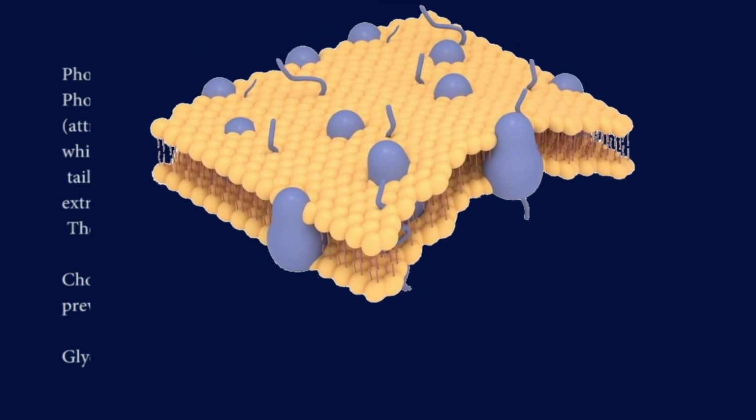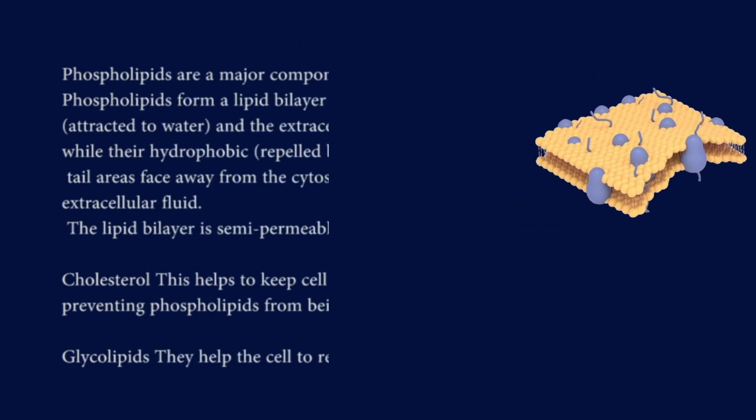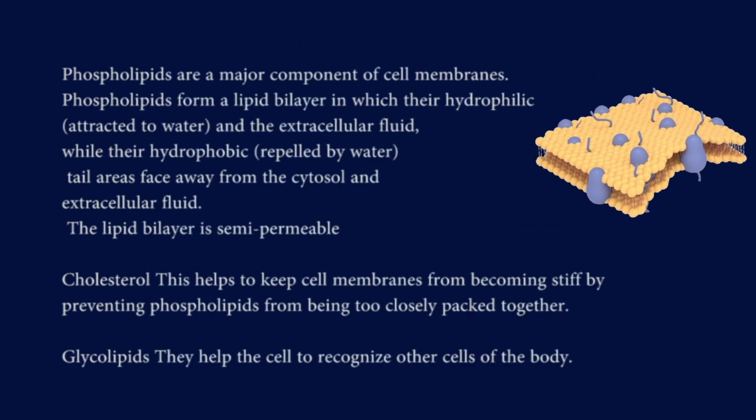Cell membrane lipids. Phospholipids are a major component of cell membranes. Phospholipids form a lipid bilayer in which their hydrophilic (attracted to water) head areas spontaneously arrange to face the aqueous cytosol and the extracellular fluid, while their hydrophobic (repelled by water) tail areas face away from the cytosol and the extracellular fluid. The lipid bilayer is semi-permeable, allowing only certain molecules to diffuse across the membrane.